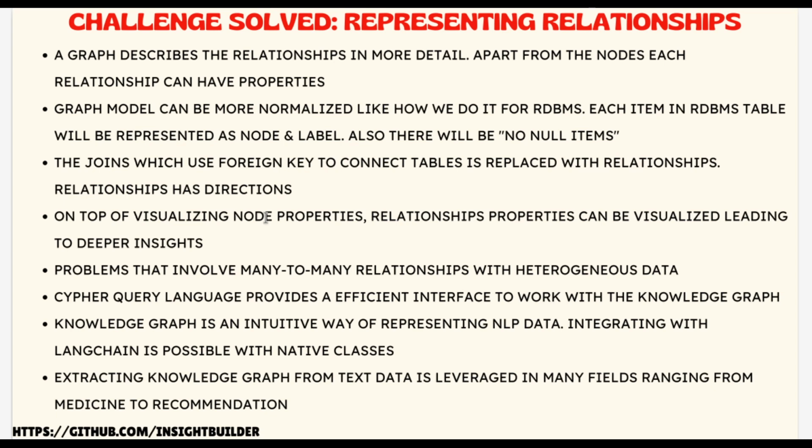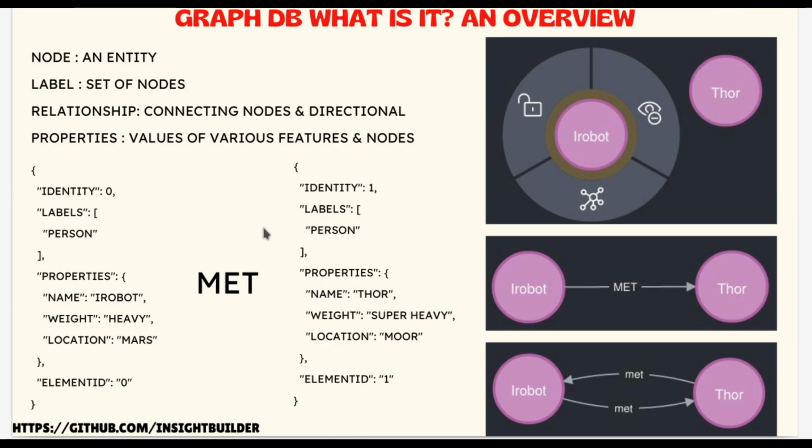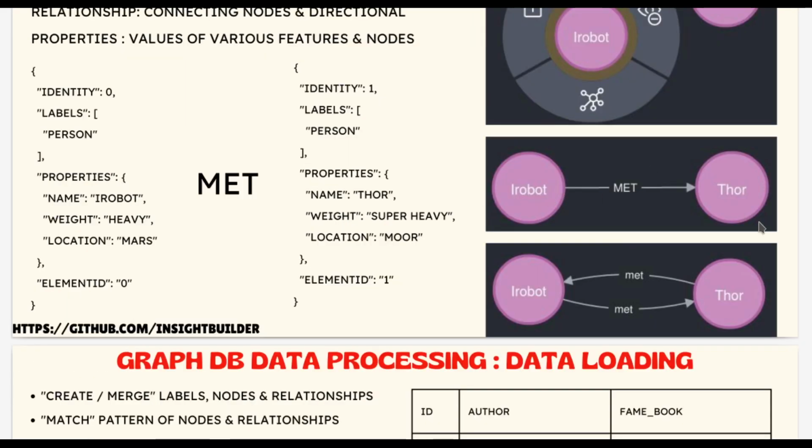In the case of a regular RDBMS, there will be a join stating that the product is linked with this supplier, and the join is the product ID and the supplier ID. That's how it works. But here, on top of those joins, you can tell what kind of relationship. Like here, iRobot and Thor are linked, but in what way? They met. Meeting is the relationship.